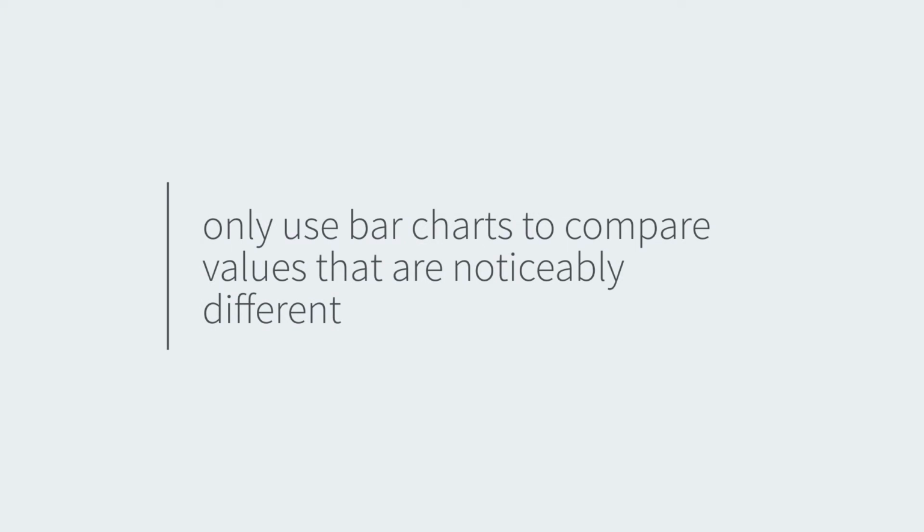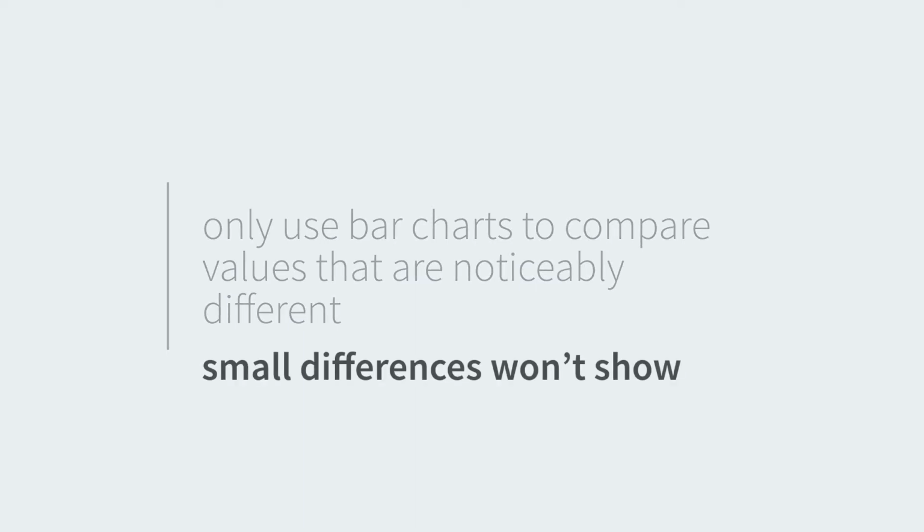First thing, you should only really use a bar chart when you have values that are noticeably different. It's not a good idea to use a bar chart when the difference between the two numbers is very small, because the whole point of a bar chart is to make things clear for our reader. If the difference between two bars is very small, it doesn't make things very clear to the reader. You're better off just using words and explaining the difference in the numbers.